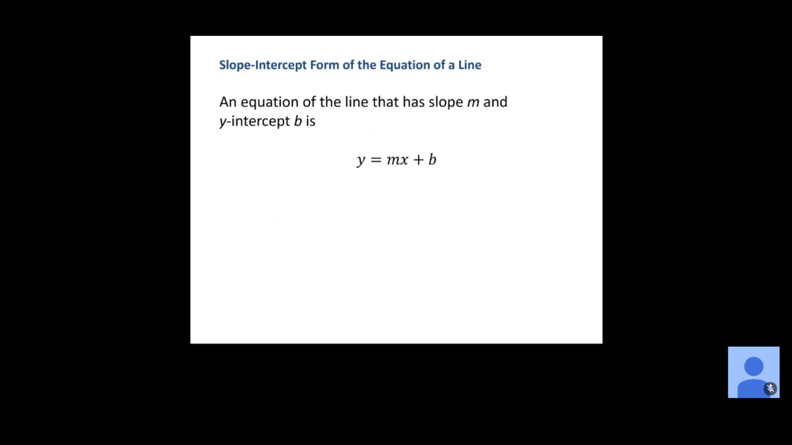All right, so here is our slope intercept form. So notice we have y equals mx plus b. M still represents the slope, and then b, like I told you before, is going to be the y-intercept of your graph, meaning where the graph crosses the y-axis.